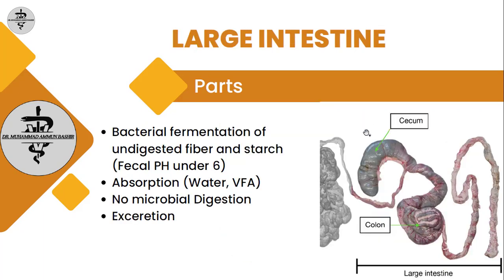The large intestine also consists of three parts: cecum, colon and rectum. The cecum is a blind pouch. There is no microbial digestion in the large intestine, while there is bacterial fermentation of the undigested fiber and starch in the large intestine. Water and some volatile fatty acids are also absorbed through the large intestine. After that, the food is excreted and becomes feces, and the feces pH will be under 6.